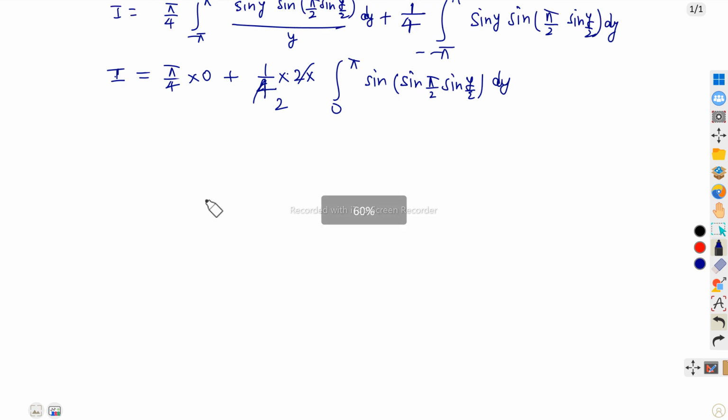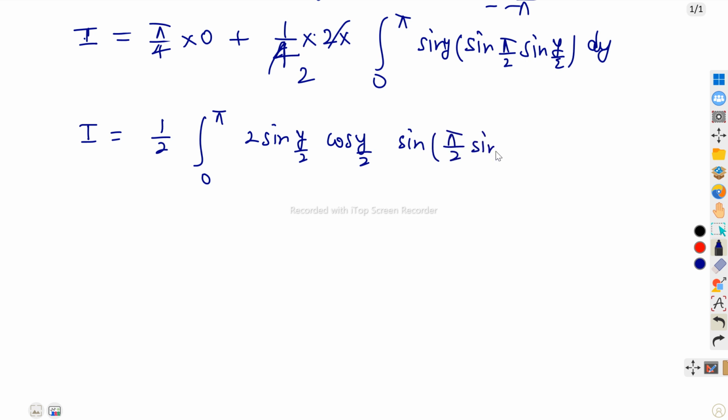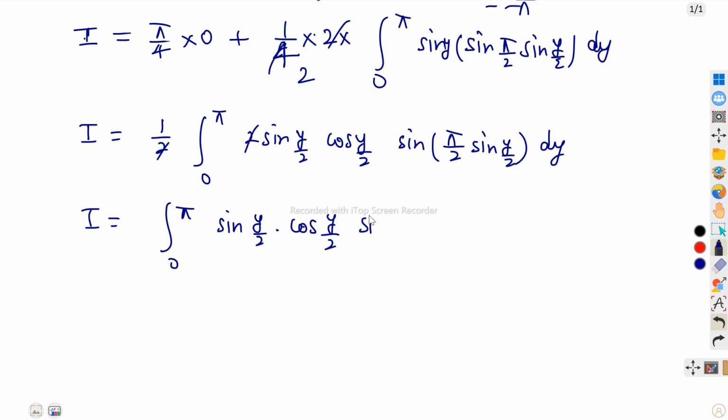Again we observe that I equals 1 upon 2, integral from 0 to pi, and sine y can be written as 2 sine(y upon 2) cos(y upon 2), times sine(pi by 2 sine(y upon 2)) dy. So this 2 gets cancelled, and this integral is from 0 to pi of sine(y over 2) times cos(y over 2) times sine(pi by 2 sine(y over 2)) dy.